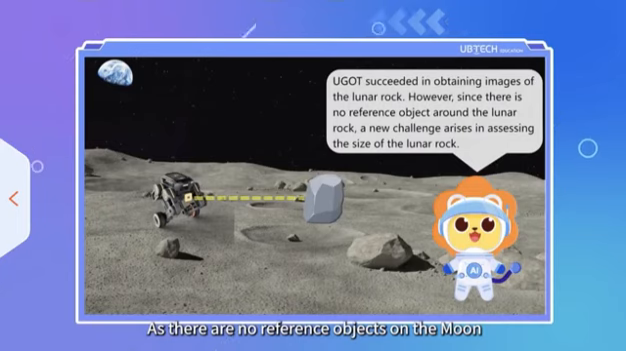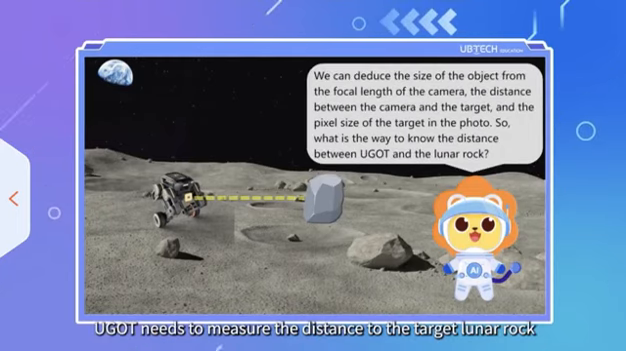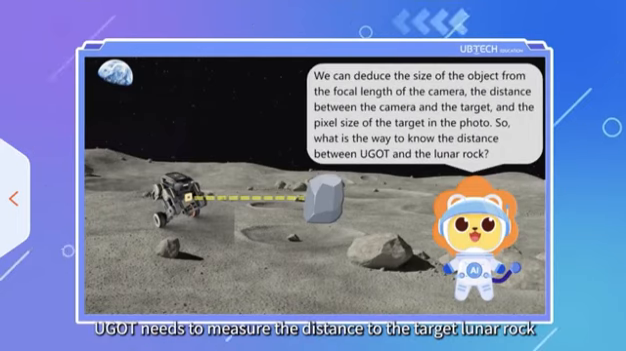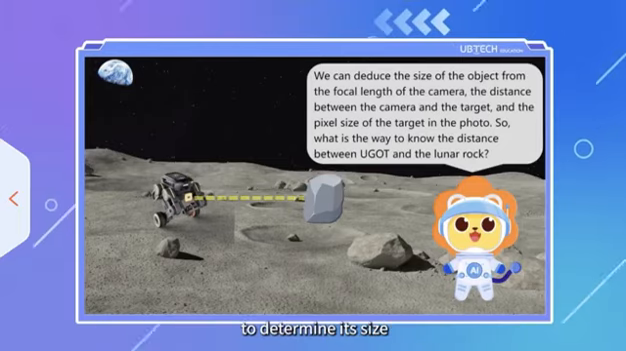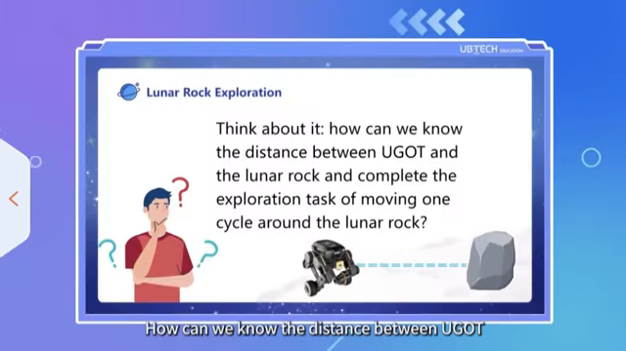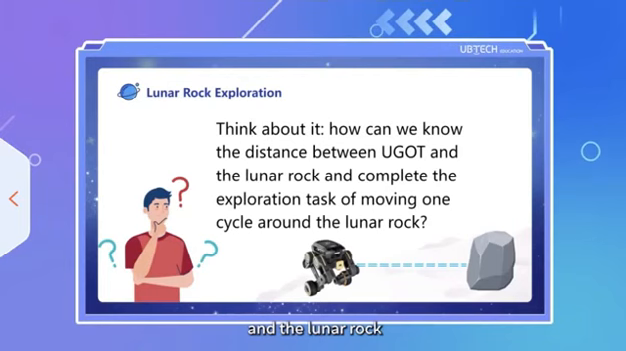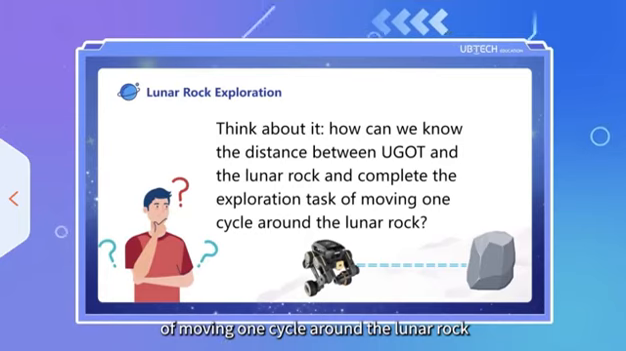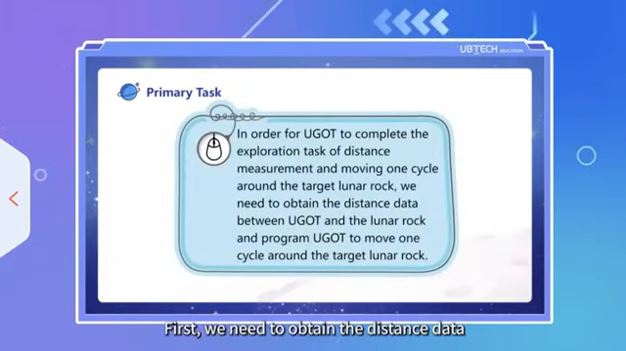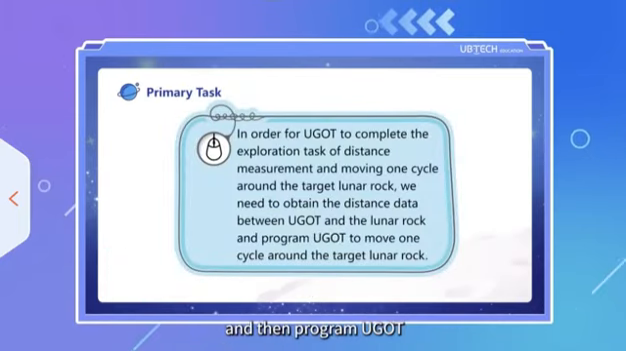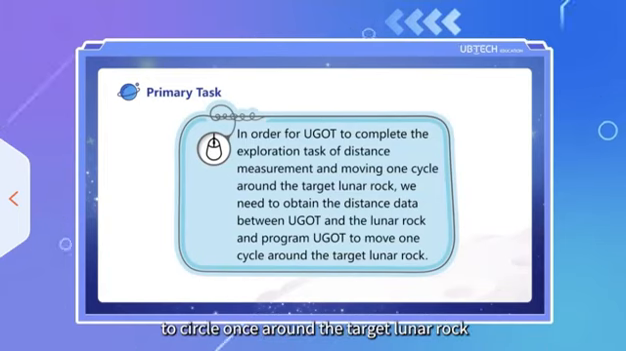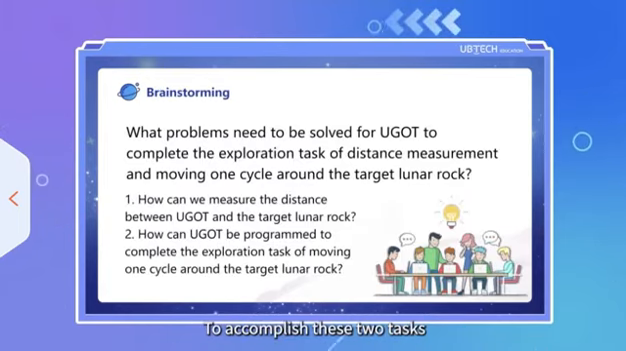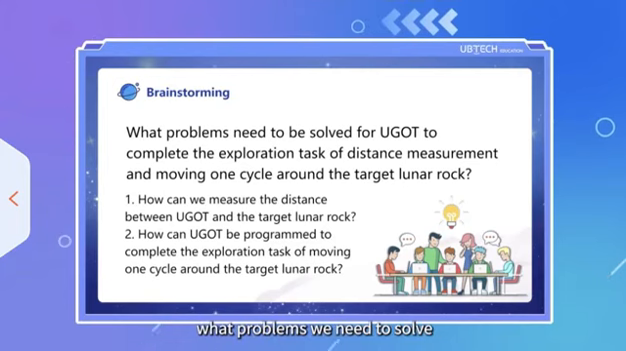As there are no reference objects on the moon, uGot needs to measure the distance to the target lunar rock to determine its size. How can we know the distance between uGot and the lunar rock? And how can uGot complete the exploration task of moving one cycle around the lunar rock? First, we need to obtain the distance data and then program uGot to circle once around the target lunar rock. To accomplish these 2 tasks, what problems do we need to solve?